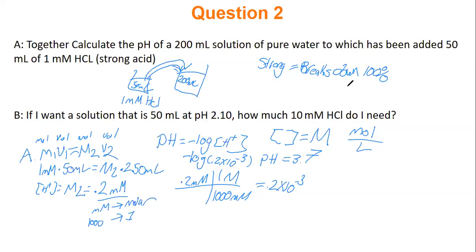How do I know that 0.2 millimolar was hydrogen and not OH? Because I'm dealing with HCl, I'm adding HCl to my solution. So HCl will always donate a hydrogen. Acid donates a hydrogen. If it was NaOH, if I said one millimolar of NaOH, that is a base. That's a strong base. And a base would donate an OH. And so then I would calculate my OH concentration. So basically, if I say in the problem it's an acid, you are calculating H plus concentration. If I say it's a base, you're calculating OH concentration. And you can work from there.